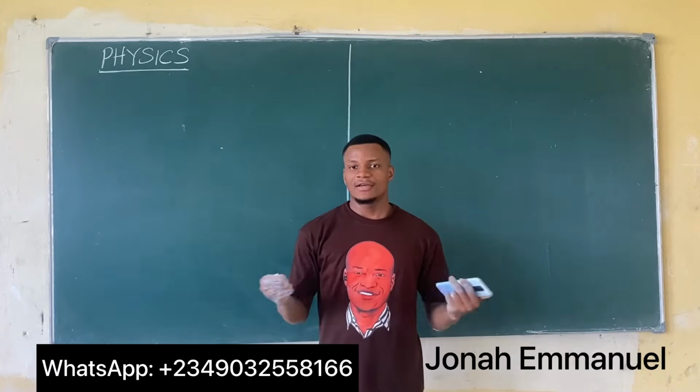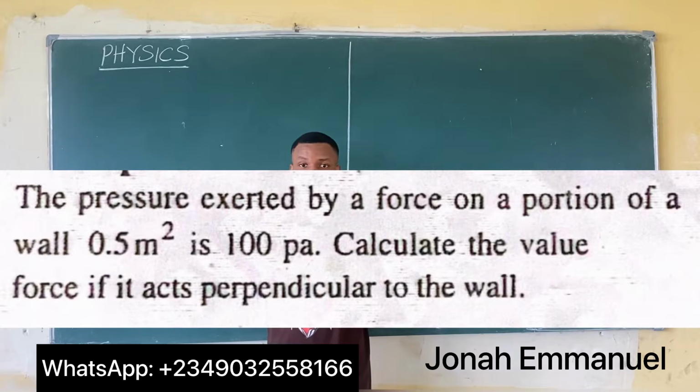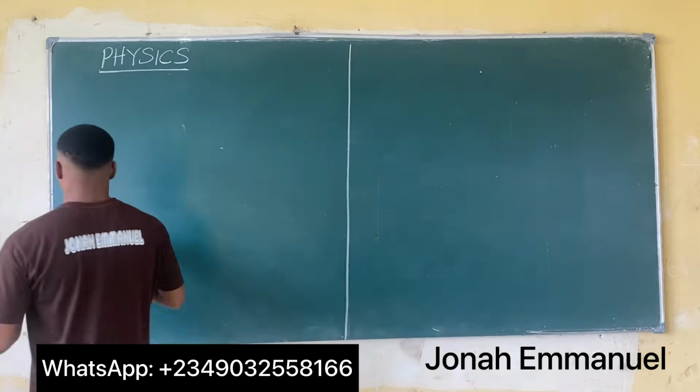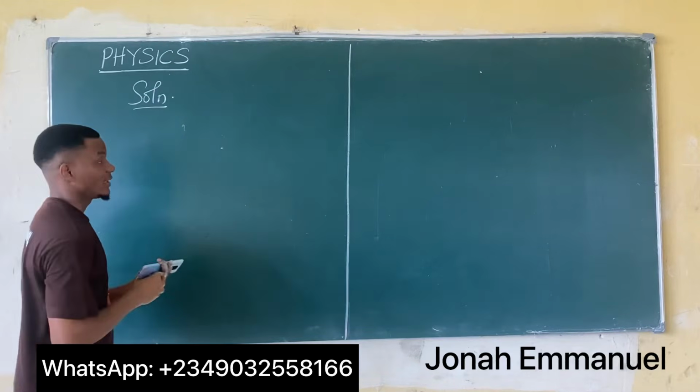Alright, so let's take a second example. This question says the pressure exerted by a force on a portion of a wall 0.5 meter square is 100 Pascal, that's PA. Calculate the value of the force if it acts perpendicular to the wall. Alright, solution is. So let's get this done.